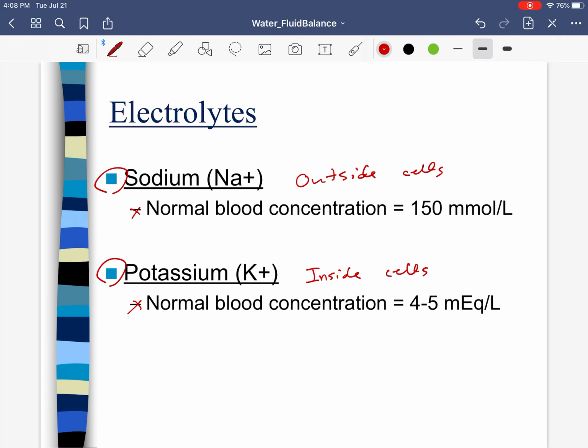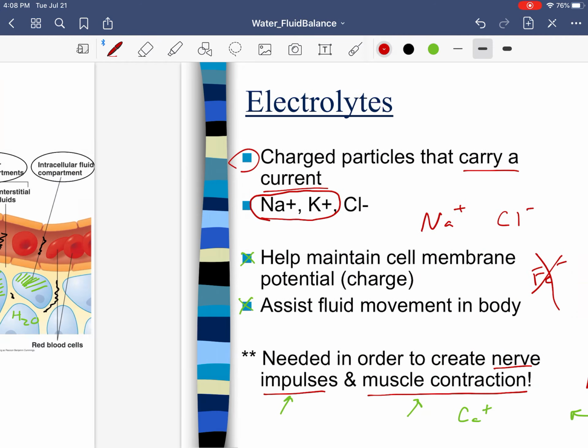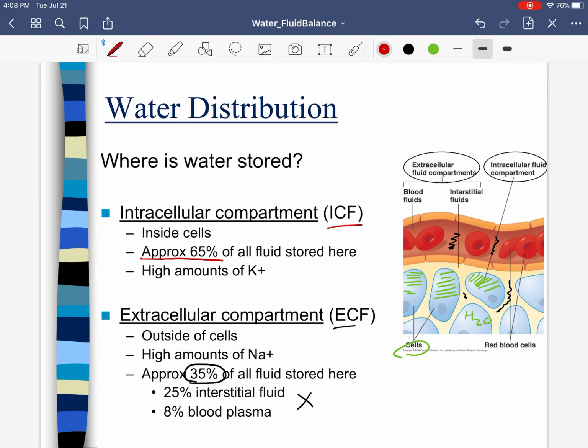And that's really important. If I go back to our slide about water distribution, this was listed here. We have more potassium inside the cell. So imagine we have more potassium here versus we have more sodium outside the cells.